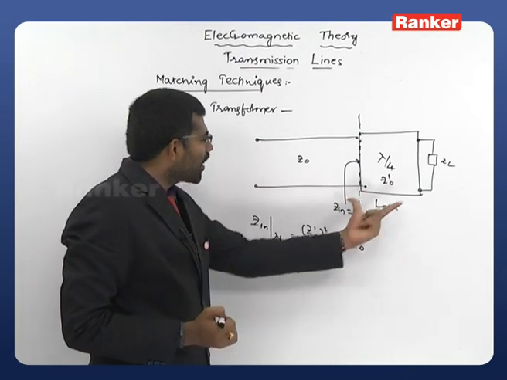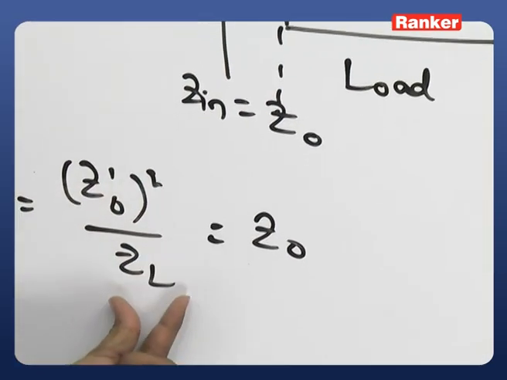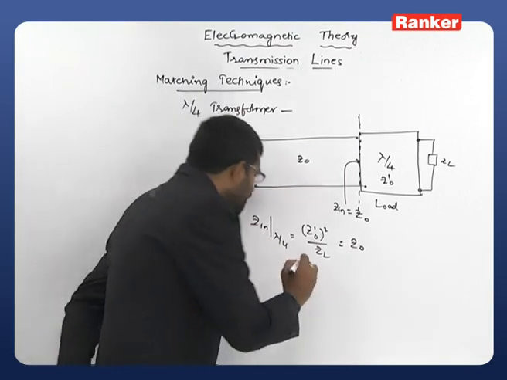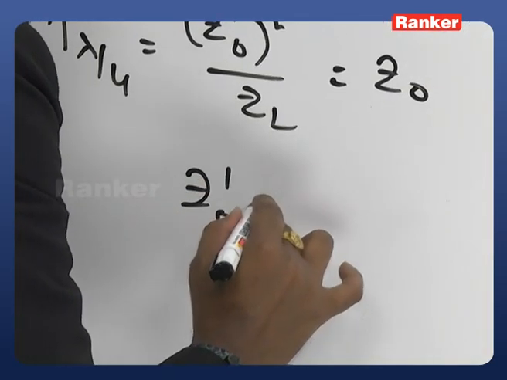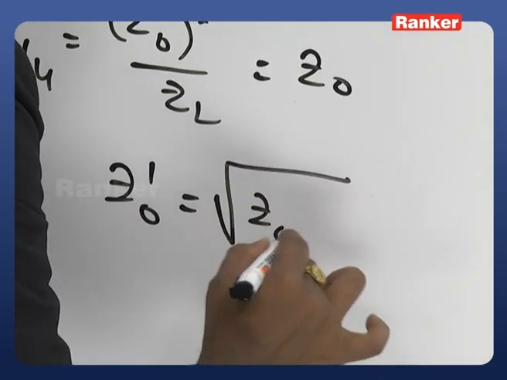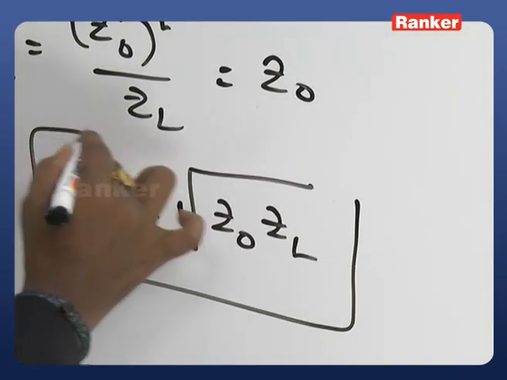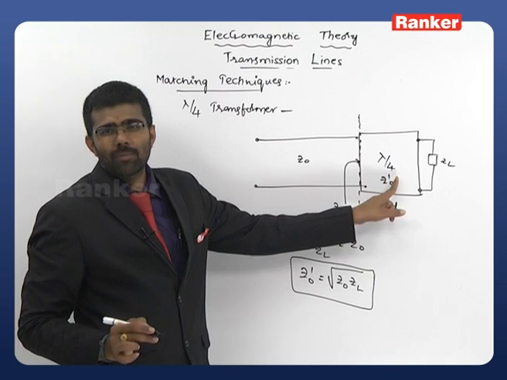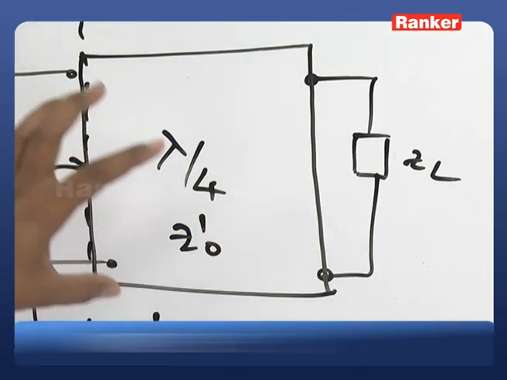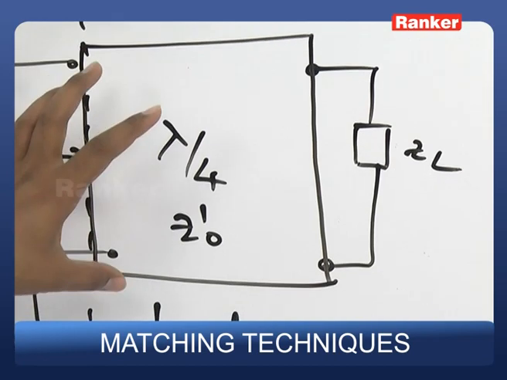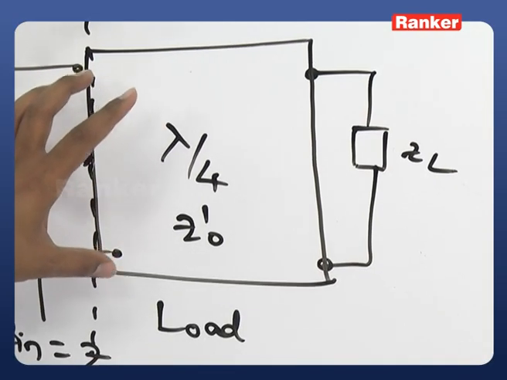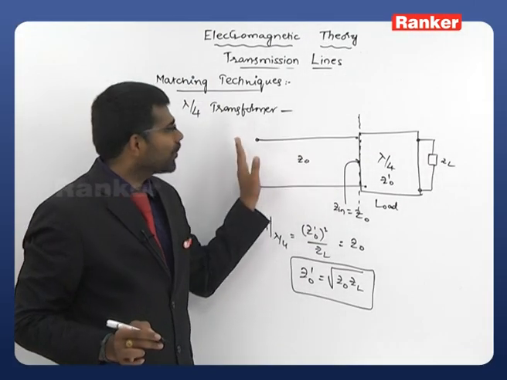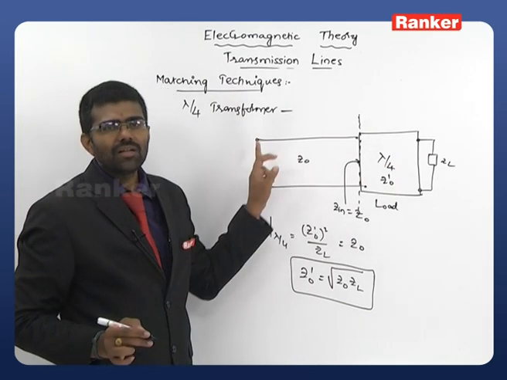So if the input impedance of our lambda by 4 transmission line, that is Z0 dash square divided by ZL, is equal to Z0, then you can say that this entire thing is matched with our main transmission line. Now what is Z0 dash? Our Z0 dash is equal to the square root of Z0 into ZL. This is the required characteristic impedance of our lambda by 4 transformer or lambda by 4 inverter. So whenever you are supposed to design a lambda by 4 transformer or transmission line for the purpose of matching, you have to take this characteristic impedance and use this lambda by 4 line for matching between the load and our main transmission line.